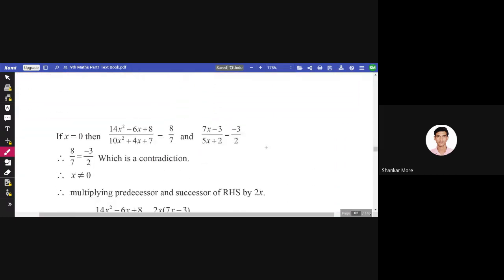Okay, now how do we check that? See, if x is equal to 0, then this complete part will be 0. This complete part will be 0. Right? And this part will be 0 and this part will be 0. So what do we have? We have 8 by 7 on the left hand side and minus 3 by 2 on the right hand side, which is not equal. Is it? It is not equal. Right? So we can simply say x equals 0 is not the correct answer.